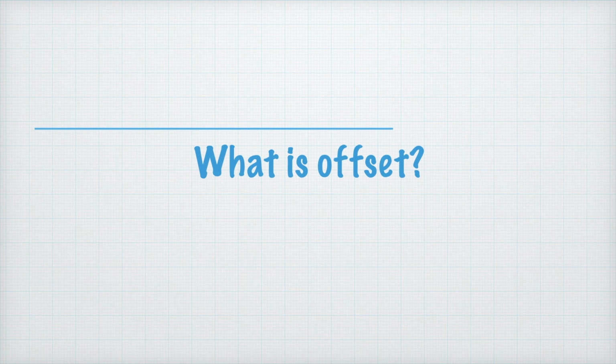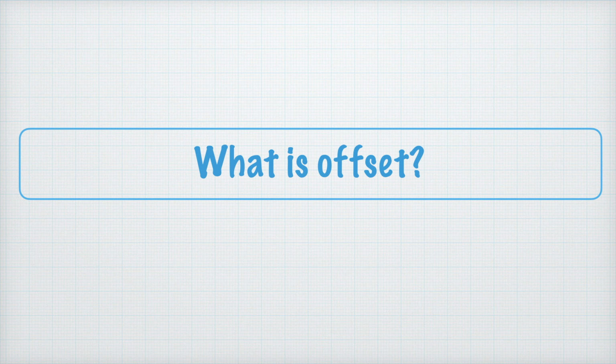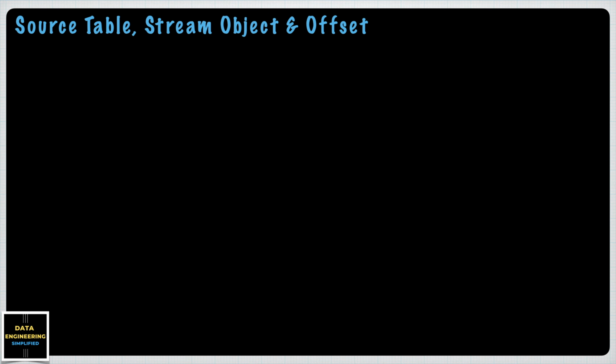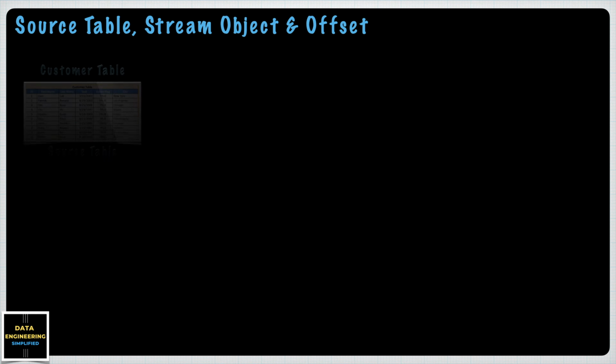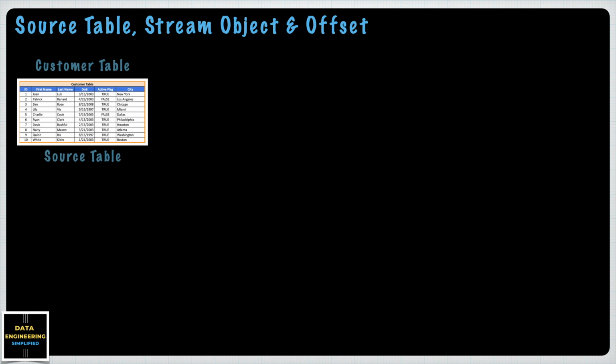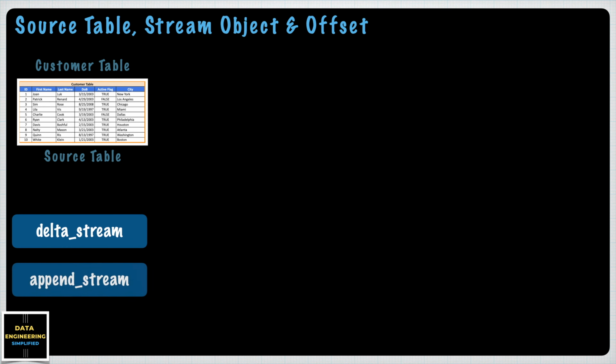for any changes. We understood that the stream does not hold any data and it only holds an offset value. So we will understand what this offset is and how it works. Let's take our customer data as our source table, which we have seen in the earlier slide. We are going to create two stream objects on the source table. By creating these two streams, it will be easy to understand the offset concept. The first stream is called Delta Stream and the second is called Append Stream. Delta Stream tracks all the changes and Append Stream only captures the insert operations.